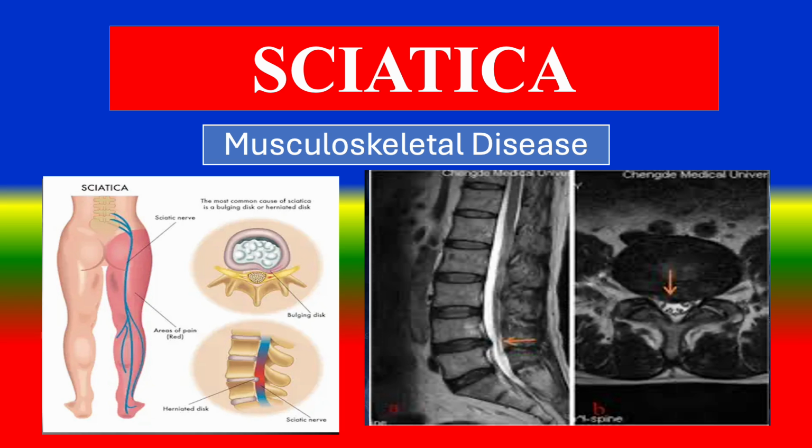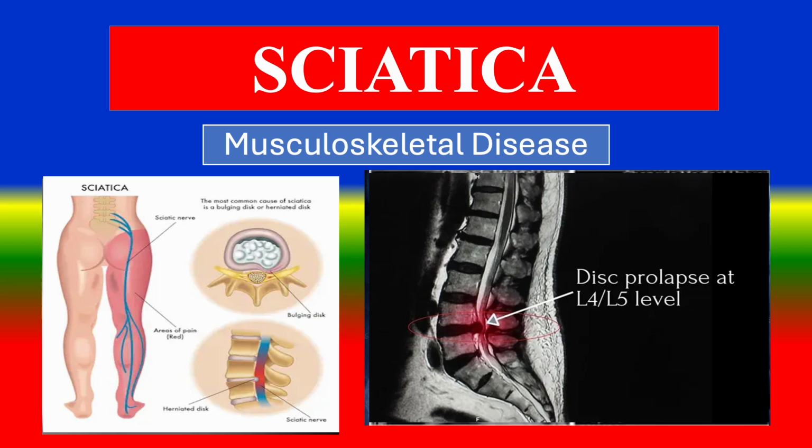Then CT scan, if MRI is contraindicated. Next, MRI scan. Look at this, disc prolapse at L4 and L5 level, compressing the sciatic nerve. A detailed description follows.